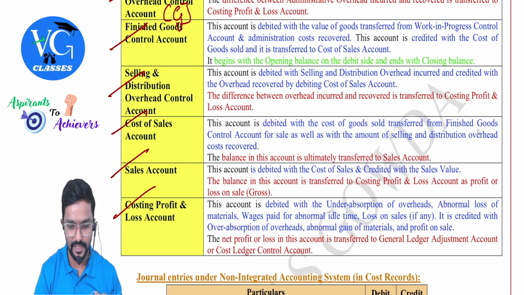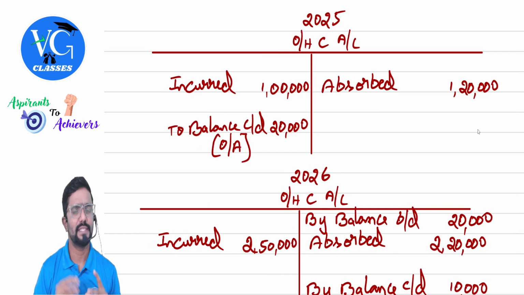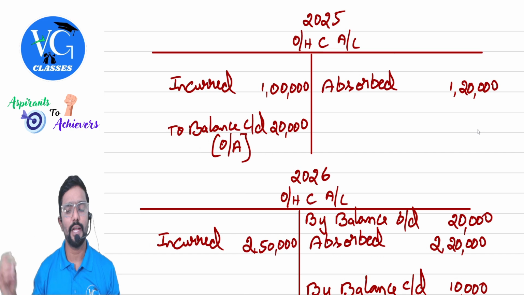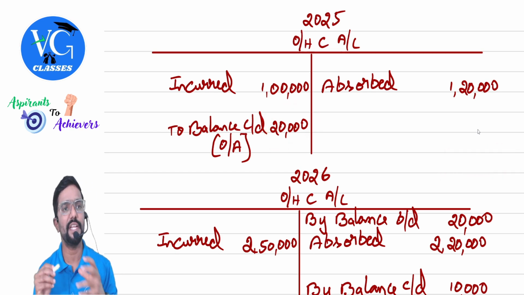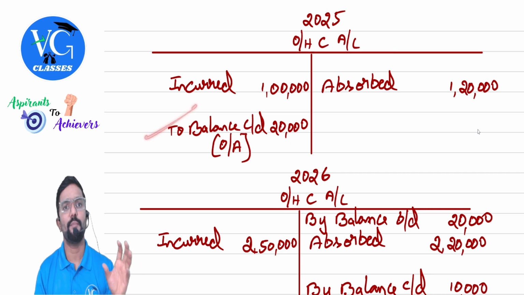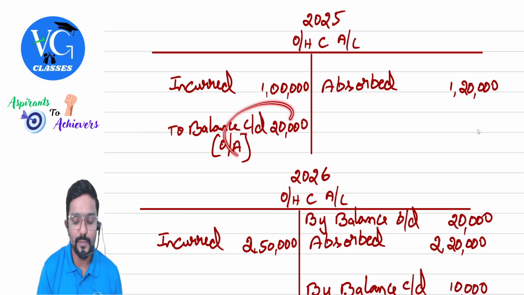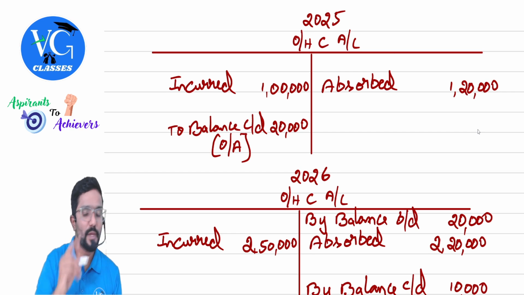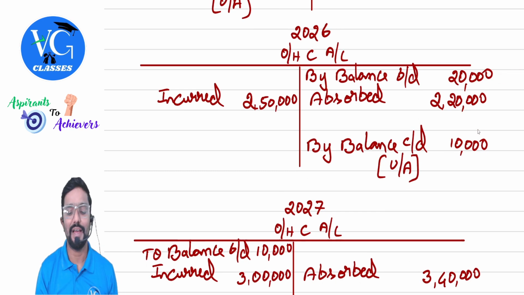Got it? Yes. I will give an example. Listen. This is any overhead control account. In 2025, incurred was 1 lakh and absorbed was 1.2 lakh. Absorbed is more, so the credit balance of 20,000 more is there. So on the debit side, we will write 20,000 balance carried down. Means they are not transferring to costing P&L. So the company is following a policy of keeping the closing balance of overheads, whether it is under or over. Guys, what is this balance? Over absorption. Over absorption means which side is more? Credit side. So in the next year, we will start with what? 20,000 credit balance. What is that, guys?